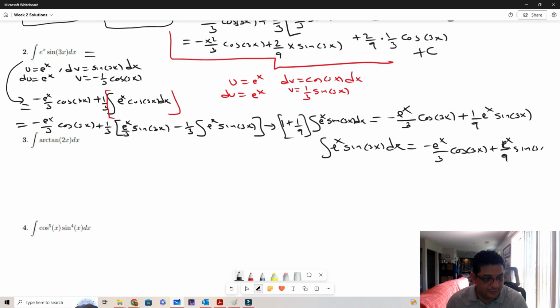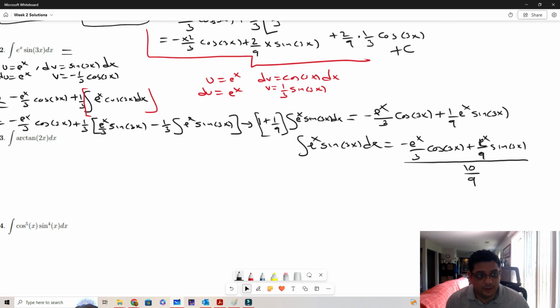And then I'm going to divide now by the sum of this number. This is 9 over 9 plus 1 over 9, it's 10 over 9. So I divide by 10 over 9 here. And so that's pretty much the end of what this is going to be. Of course, we add the integration constant, and then we can flip this around and multiply the top by 9 over 10.